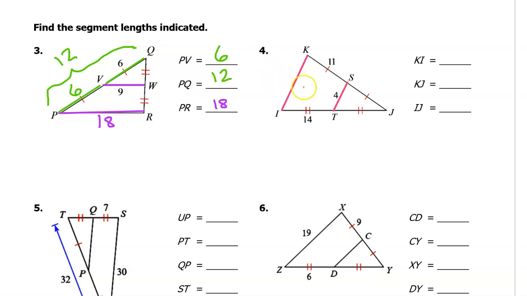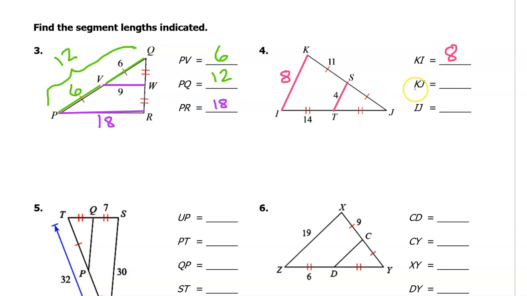For number 4, ST is a midsegment. You can tell because of the tick marks that S and T are both midpoints. So the midsegment ST will be parallel to the side KI. But not only that, the midsegment will be half the size. So that means that KI must be 8. So I can go ahead and write 8.